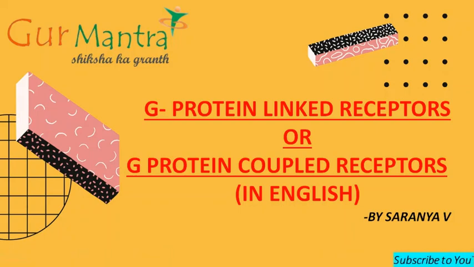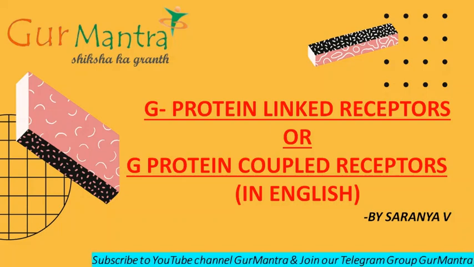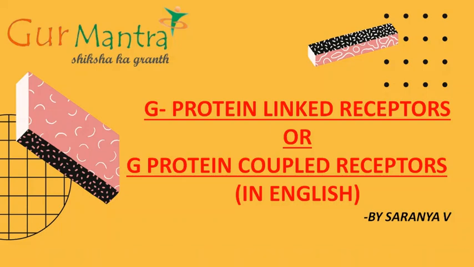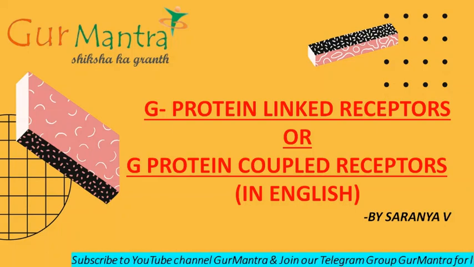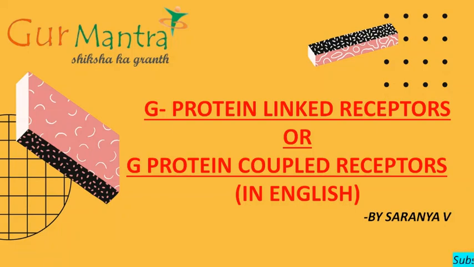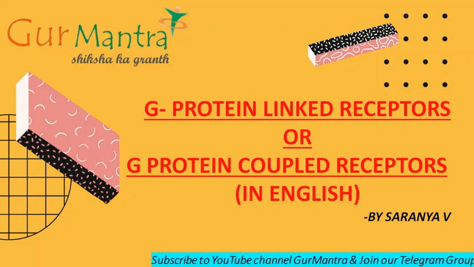Today we are going to deal with a very important topic, G protein linked receptors or G protein coupled receptors, which is a type of cell surface receptor. In the previous session we saw some of the basic concepts of cell signaling, and from this class onwards we'll be seeing the detailed concepts of different receptors, and we are going to start with G protein coupled receptors.